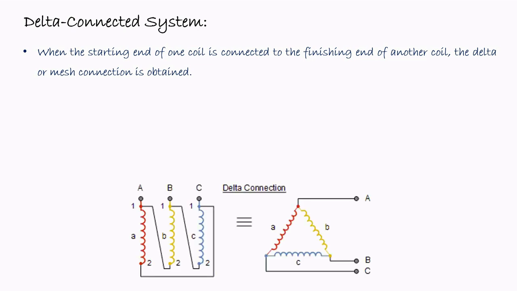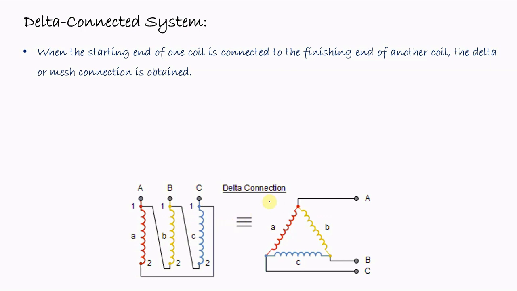If we see the figure here, the three coils, that is coil A, coil B and coil C. Here we have joined the starting end of coil A with the end point of coil B. Similarly, the starting point of coil B with the end point of coil C, and the starting point of coil C with the end point of coil A.